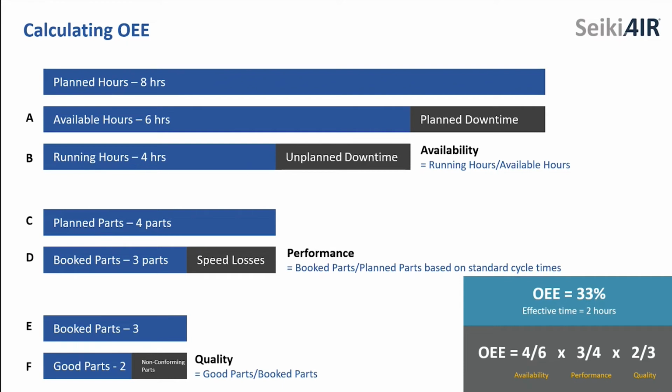We've produced 2 parts with a standard time of 1 hour in that 6 hours. So we've been effective for 2 hours, or a third of the time. So we would now focus on all of those reasons and those areas why we have a 4-hour difference between the available time and the actual time we are effective, because what we should have done is produce 6 parts.